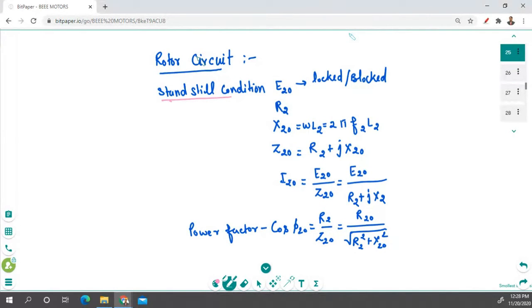Now let's say that initially the rotor is in the standstill condition, meaning there is no frequency, no supply and no rotation for the rotor. So we will consider E20 in the locked or blocked state. There is no voltage here because it has zero speed. Now, how can you calculate the inductance across this rotor?